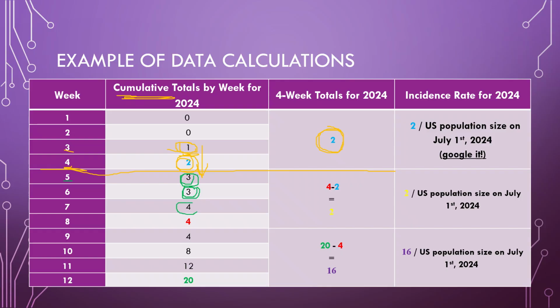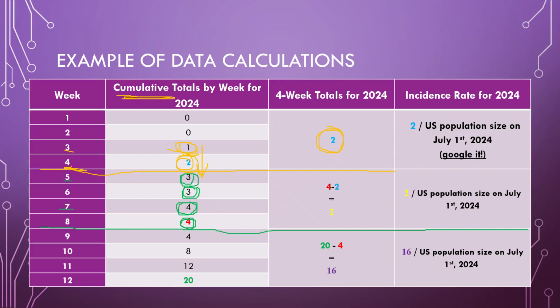By week 7, there are now 4 total cases. That means we have 1 more case that's been added in week 7, and in week 8 there were no new cases in that time period, so there are still only 4 cases in total as of that 8-week period.